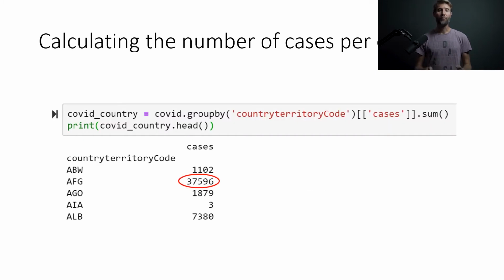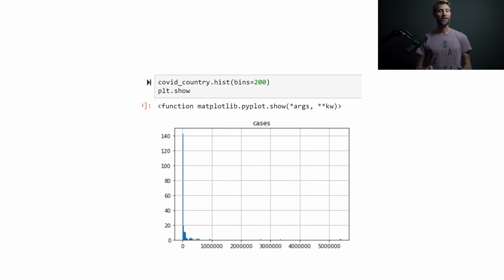We used the group by function and the sum function to calculate the number of cases per country. For example, Afghanistan reported over 37,000 cases. The hist function creates a histogram of the values in the data frame. The number of bins that is applied is 200. The resulting histogram shows us that about 140 countries had almost no cases of COVID at all.